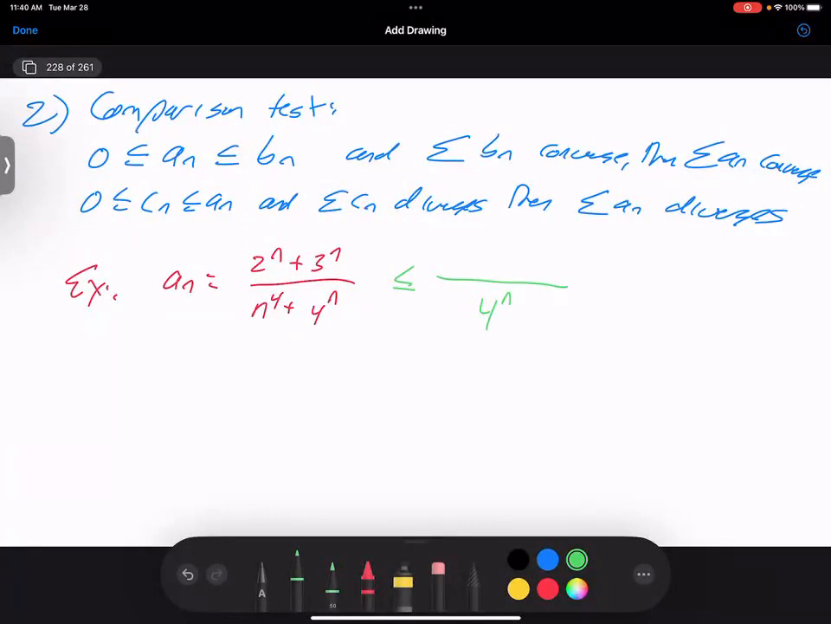So now, if I want to have a less than or equal to, I want to replace the numerator with something that's larger. Well, if I replace the 2 to the n with 3 to the n, I've made the numerator larger, right? Yeah. And so this would then be 2 times 3 to the n over 4 to the n, or 2 times 3/4 to the n. So do you think this is going to converge or diverge?